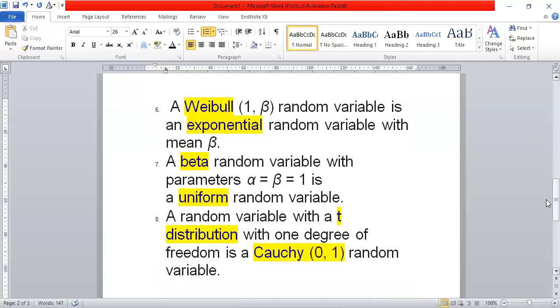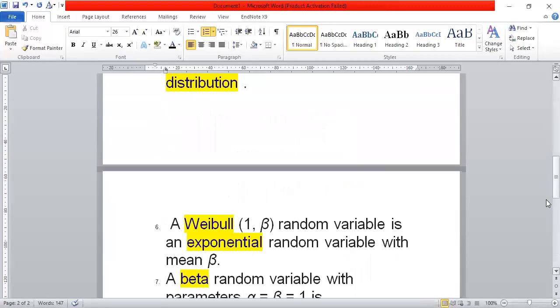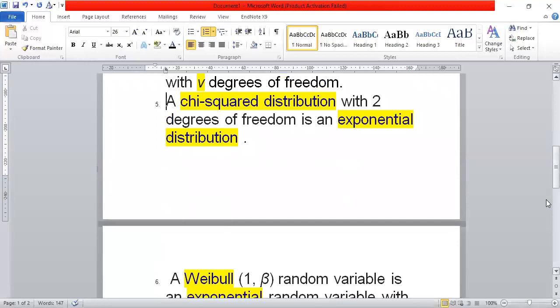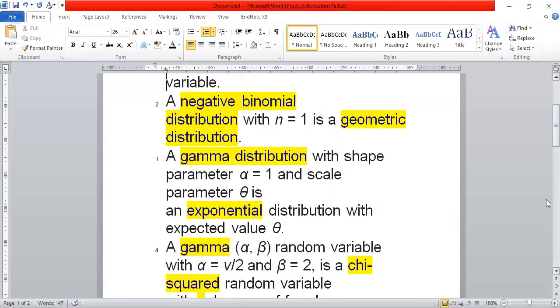You just have to memorize which distribution converts into a special case of another distribution. T is a sampling distribution and Cauchy is continuous, so continuous to continuous and sampling to continuous. These are the special cases that you must keep in your mind, and they are very helpful. The majority of the questions in the PPSC test comprise these types of MCQs.